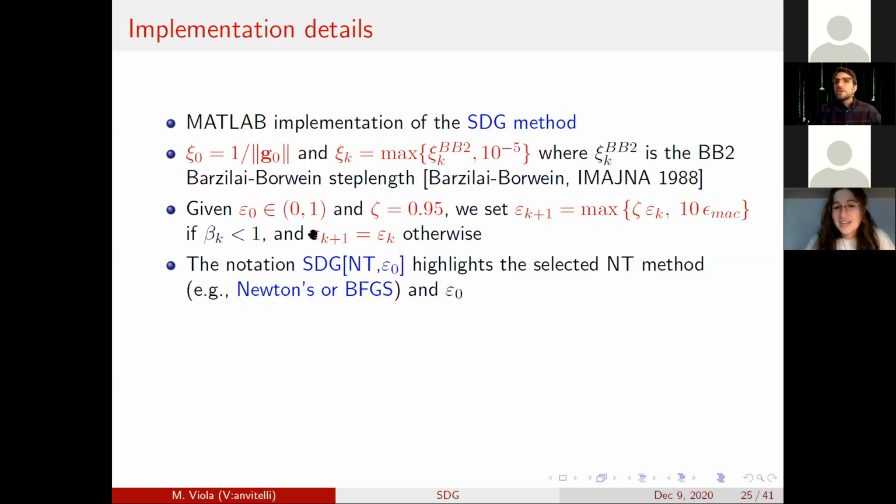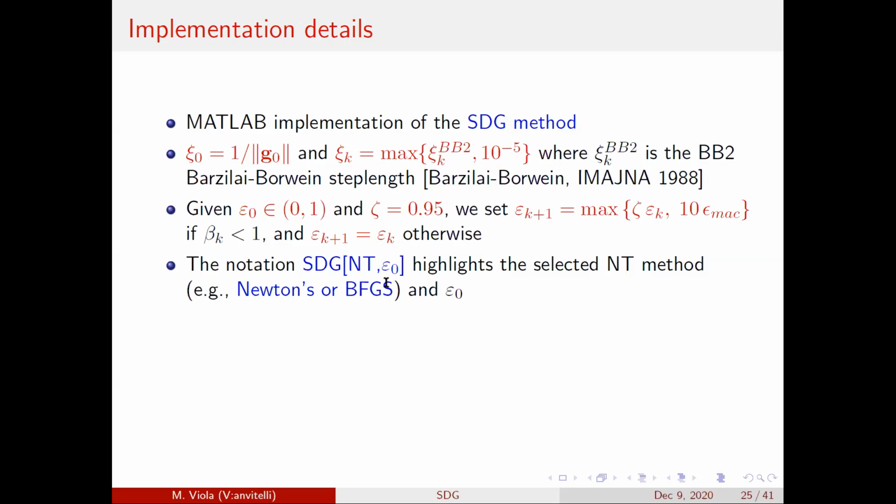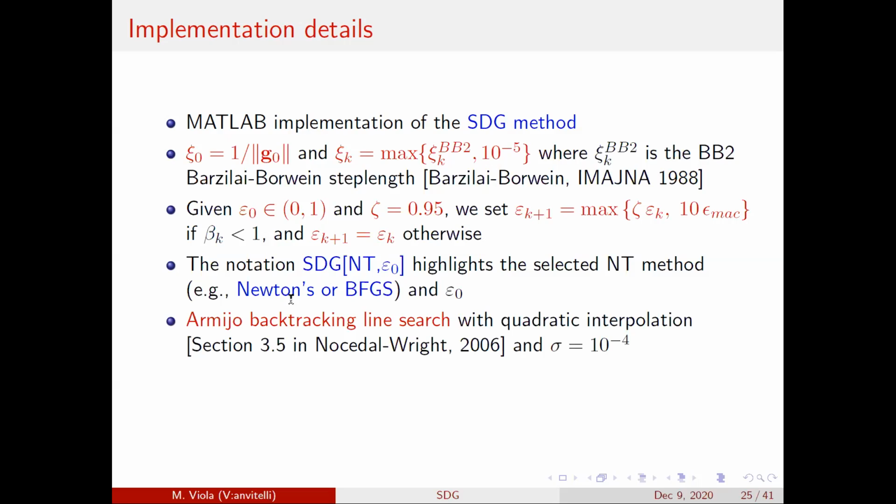The notation we use, I will indicate with this code, let's say SDG NT epsilon 0, where NT can be either Newton or BFGS, indicating the kind of second order method we are globalizing, and epsilon 0 is the starting value of the sequence. We use Armijo backtracking with quadratic interpolation.